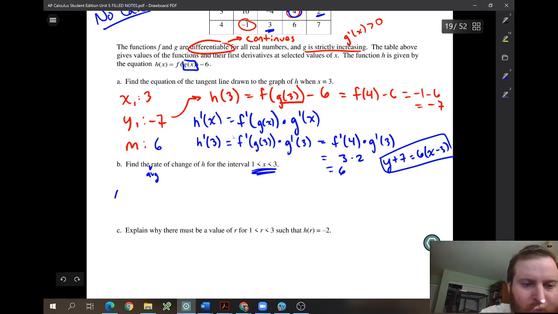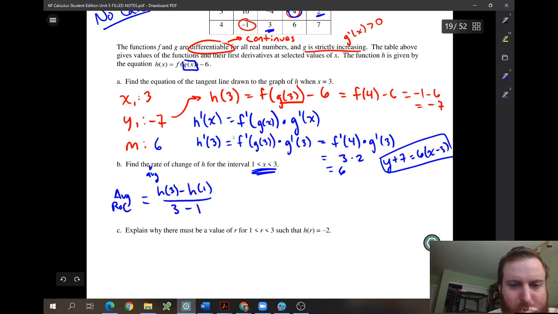So how do we get the formula for average rate of change? Well, average rate of change would be h of 3 minus h of 1 divided by 3 minus 1. On the AP test, they would have absolutely put the word average there. So I'm going to do these off to the side, h of 3. Now, we actually already did h of 3, right? We got negative 7.